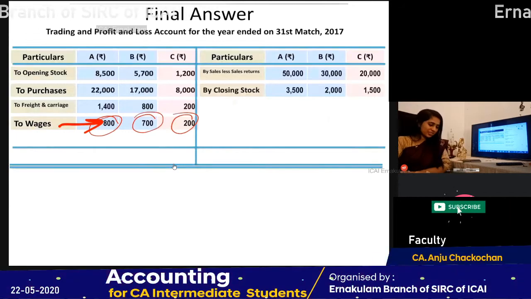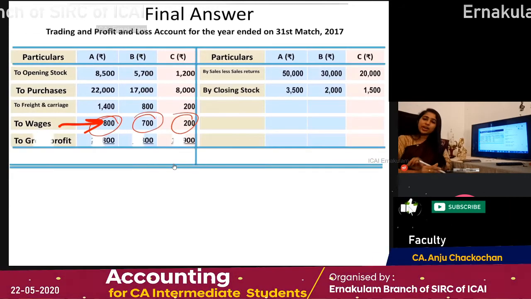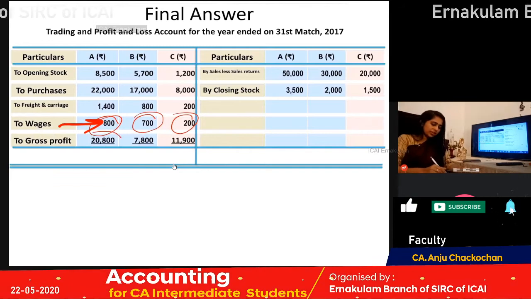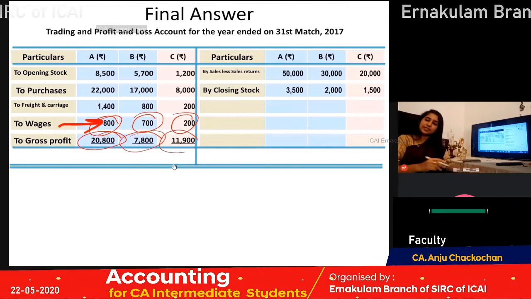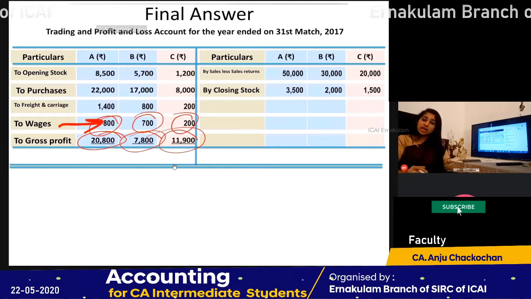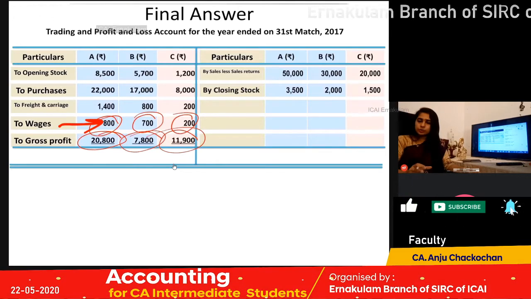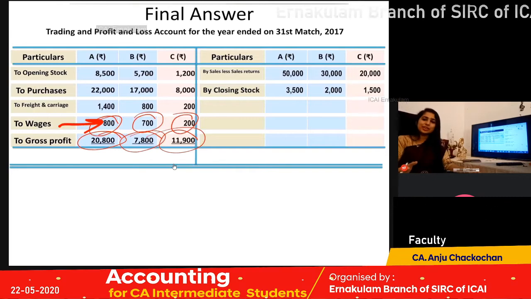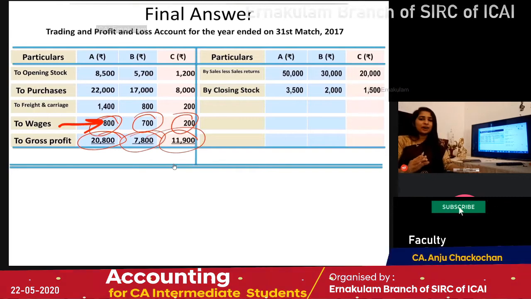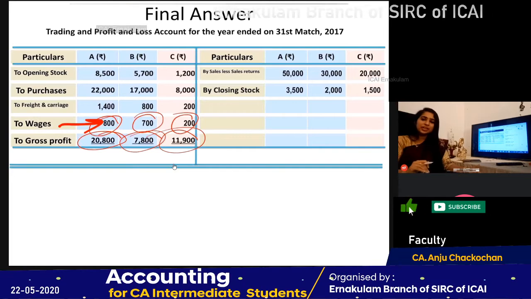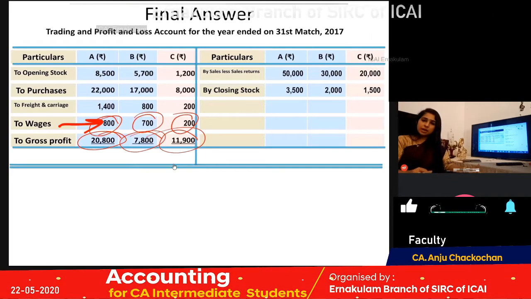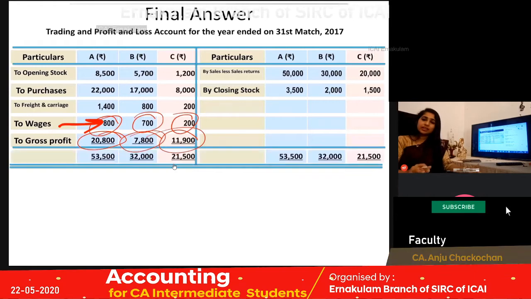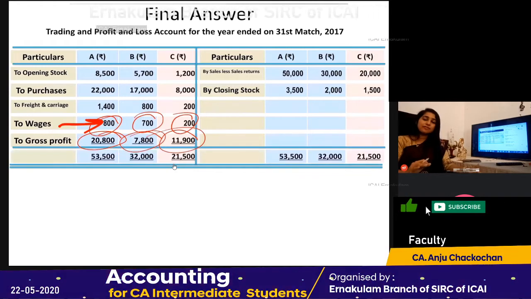Okay, so we'll just check for the answers. What exactly is gross profit? Here we have it as 20,800, 7,800, 11,900. Good job, students. This is the final answer of gross profit. Now, once you're done with the gross profit, the next task is to prepare the departmental profit and loss account. So start again. Start preparing the departmental P&L and then come up with the answers of net profit.